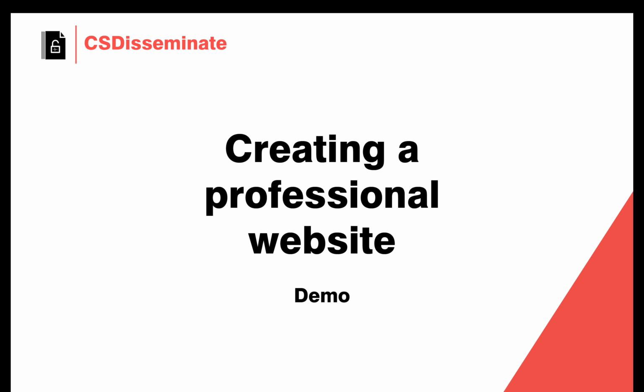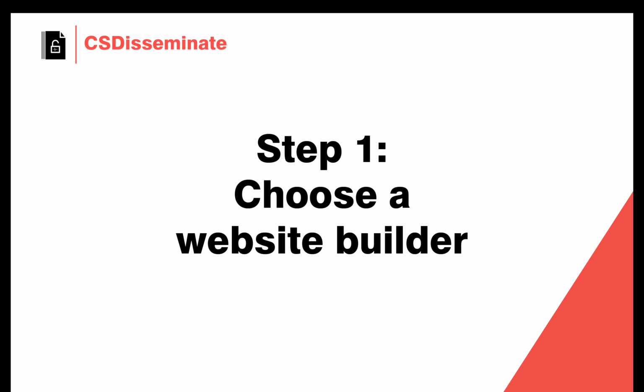Today I'm going to show you how to create a professional website for the purposes of hosting free and legal versions of your publications online. The first step in this process is to choose a website builder. For today, I'm going to use Wix, which is a simple drag and drop website builder.